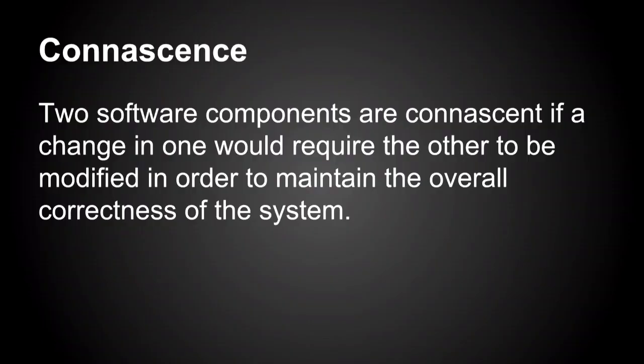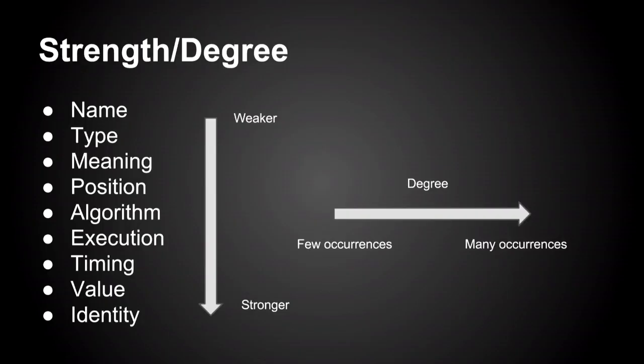So two software components are connascent if a change in one would require a change in the other in order to maintain system correctness. Connascence helps you quantify and safely anticipate change in your system. And the way that it works is there's a taxonomy. So there's a whole bunch of different types, and the types go from weaker to stronger. And you basically want to try and move your systems from stronger connascences to weaker connascences, except where you can't possibly avoid them. And you're always going to have some of the stronger connascences, and you'll understand why as I go through. But there's another dimension, which is the degree. So a few occurrences is less bad than many occurrences.